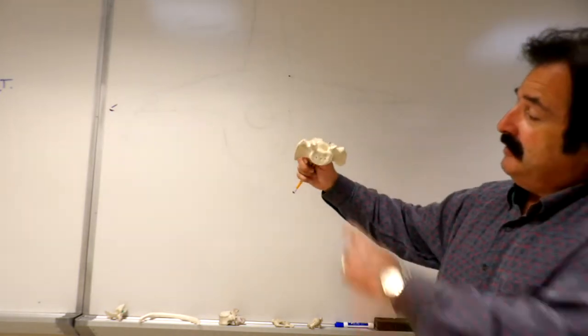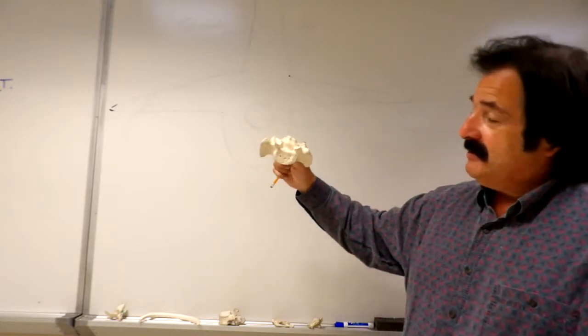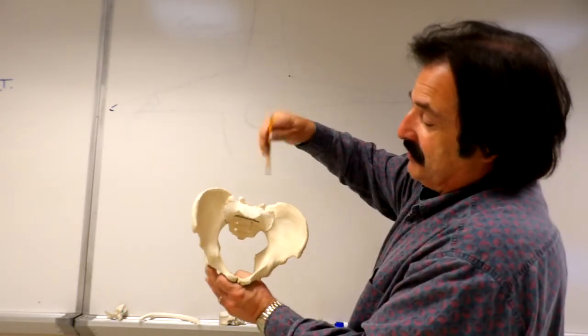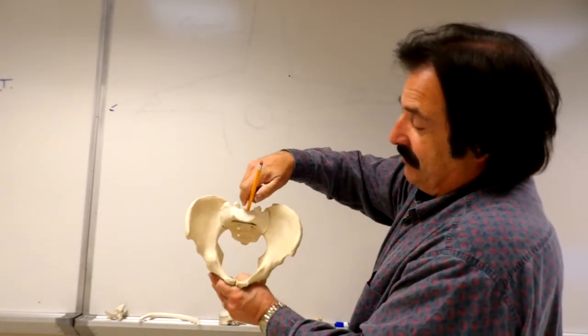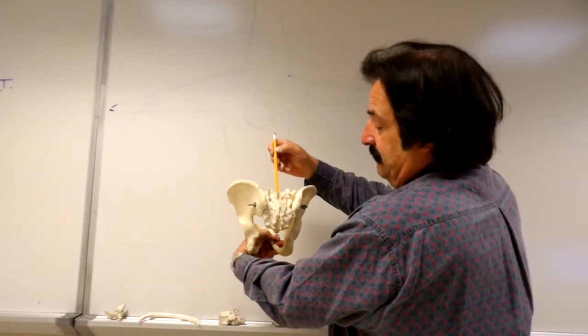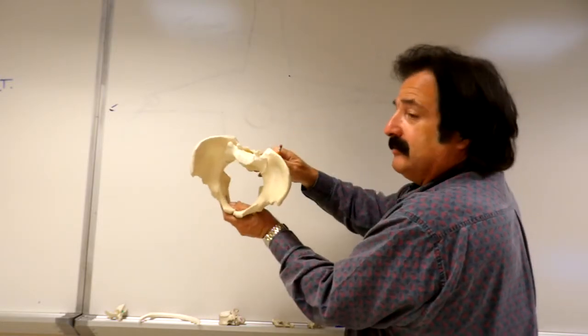Okay? So one of the things that we are trying to look at, other than the auricular surface, is the sacral canal. And as you can see, there is no sacral canal because this is plastic. You have to get a real set of bones, and here's the sacral canal right in there. Sacral canal.